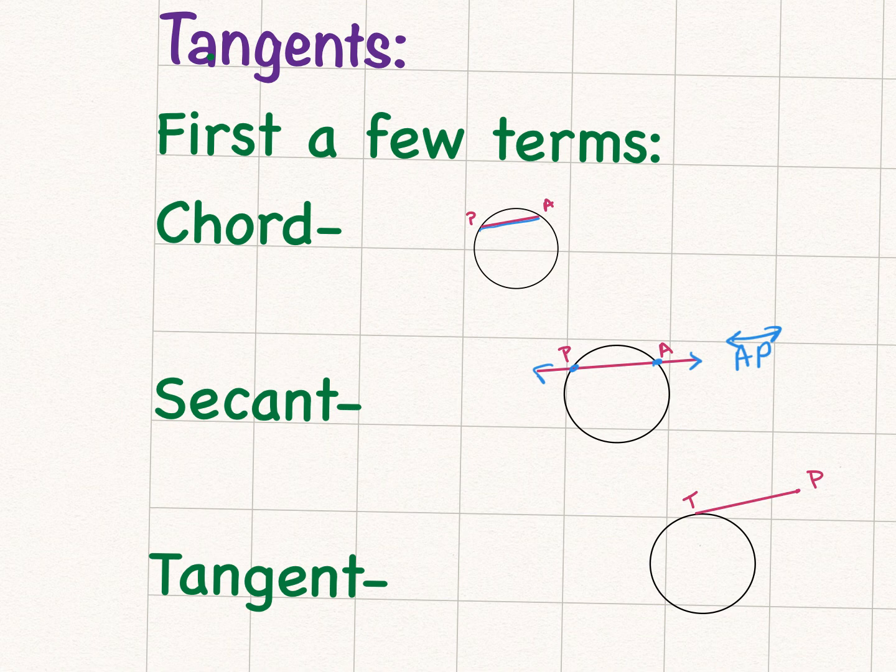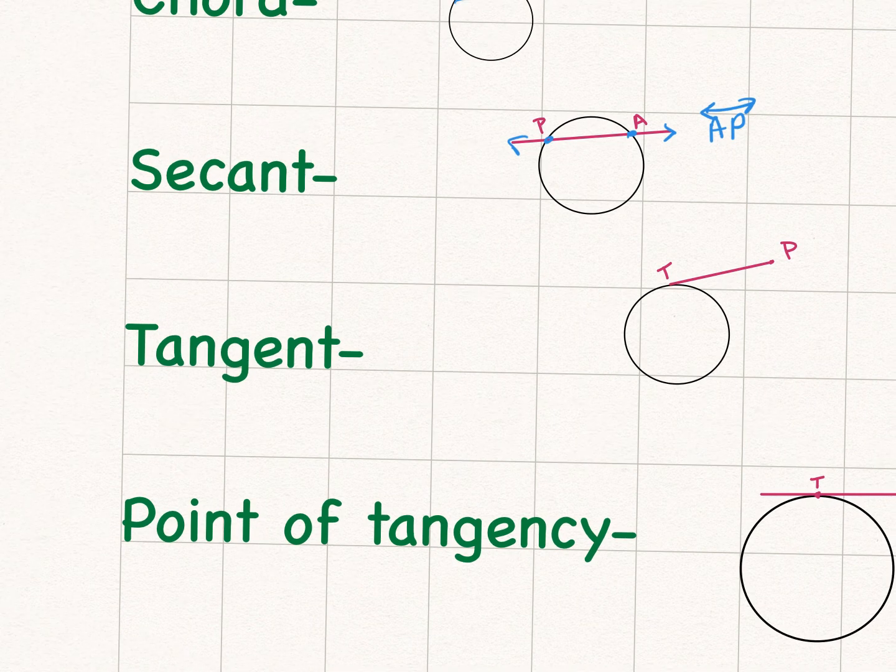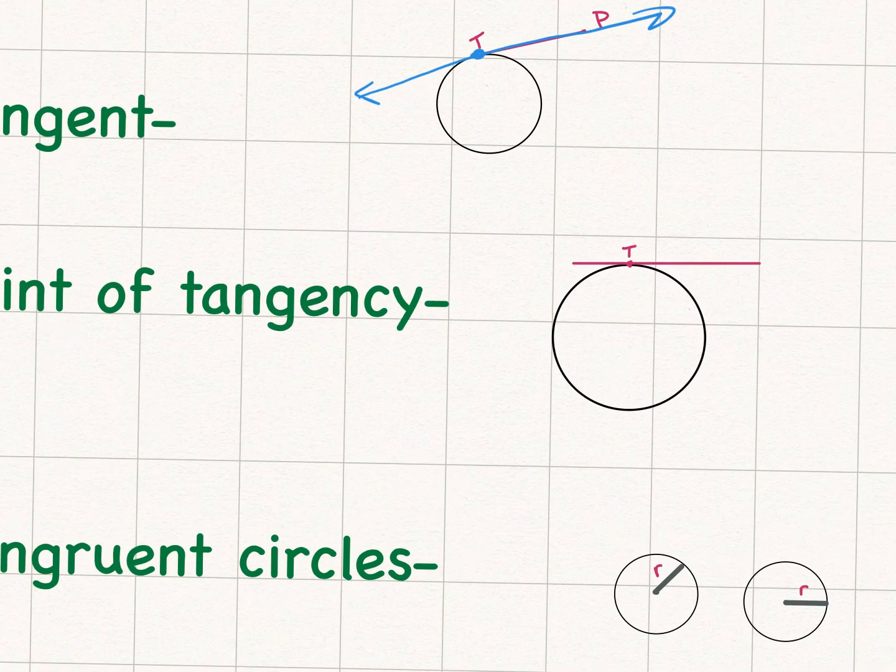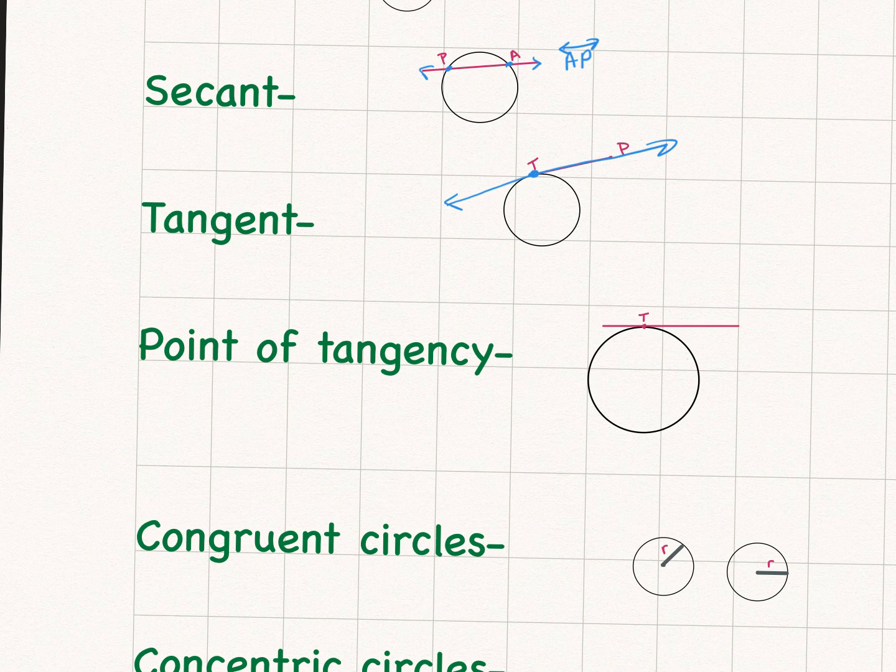Then we have a tangent. A tangent is a line in the same plane as the circle that intersects the circle in exactly 1 point. I could extend PT here, make it be that line, and it intersects just at that 1 point on that circle. If it does that, it is a tangent. The point of tangency is the point at which the tangent and the circle meet. So T right there is our point of tangency.